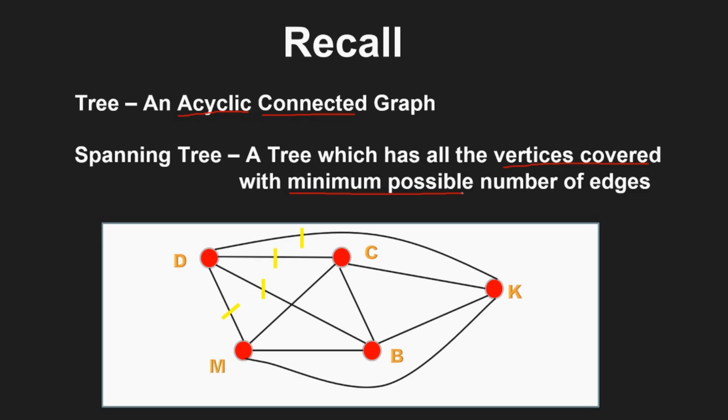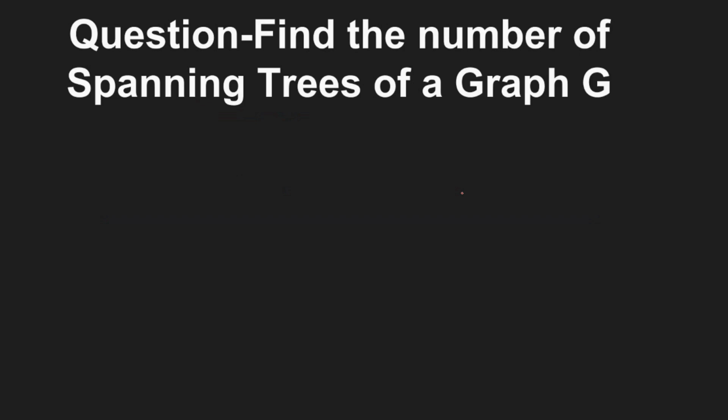Now another spanning tree could be if we connect Chennai and Kolkata instead of Delhi and Kolkata in this graph. In this way, we can find various spanning trees of this graph. Now the question is, how many spanning trees are actually there in this graph?